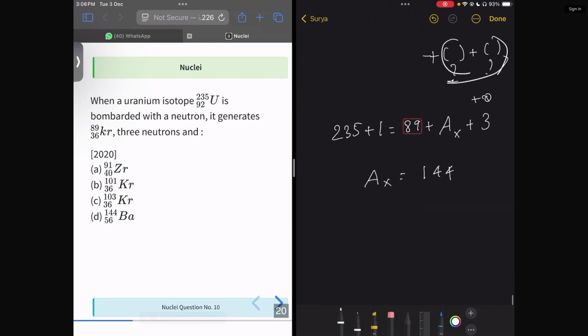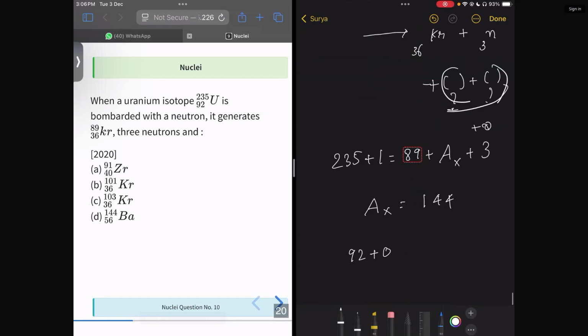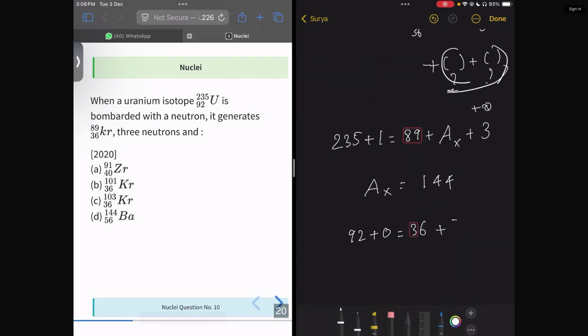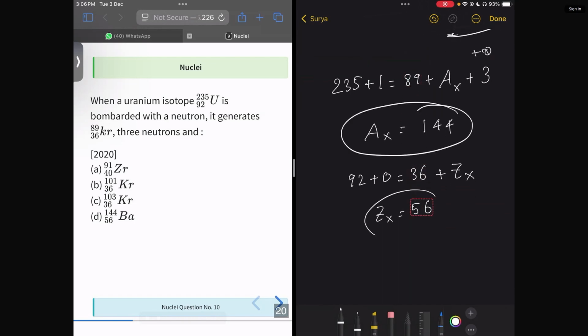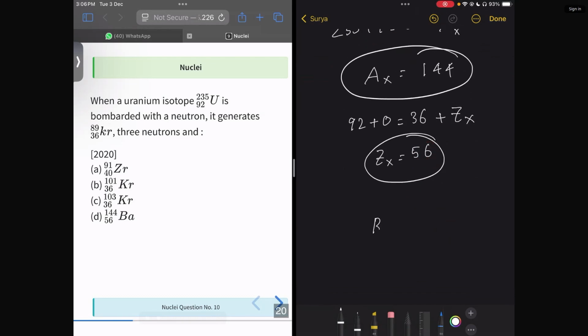And the atomic number you will solve by balancing these: 92 plus 0 is equal to 36 plus Zx. Zx is the atomic number, we don't know about that atom. So from this we will get Zx as 56. So with mass number 144 and atomic number 56, which atom will it be? It will be barium. Barium has 144 mass number and 56 atomic number. So D is the correct answer. This is how we will solve this problem.